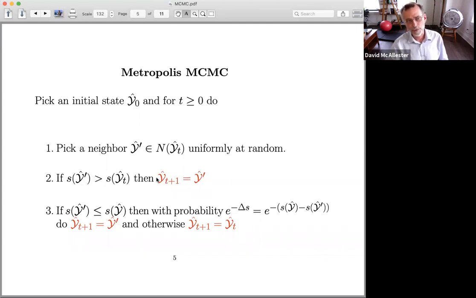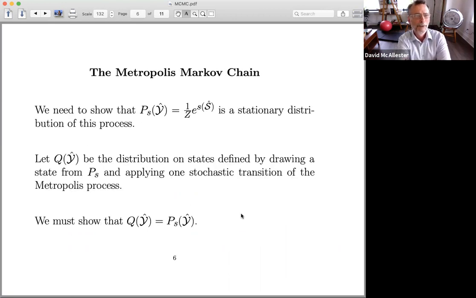If it has a better score, then we make the transition with probability 1. We take the next state to be the random neighbor. If the score is worse, or at least no better, then we may or may not take the transition with probability e to the minus delta score, where delta score is defined in a way that makes it positive. So with this probability, we take the transition, and otherwise we just stay where we are. So we always go to a better state. If it's a worse state, we may or may not take the transition probabilistically with this probability. That is the Metropolis process.